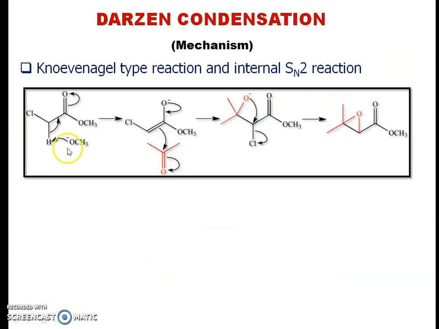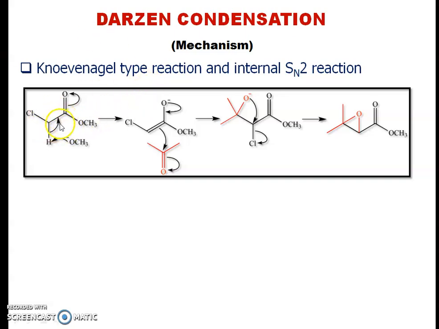Coming to the mechanism, the first step is a Knoevenagel type reaction. In the presence of base, this alpha halo ester can form an enolate, like in the Knoevenagel case, where we have seen the diester forming an enolate like this.